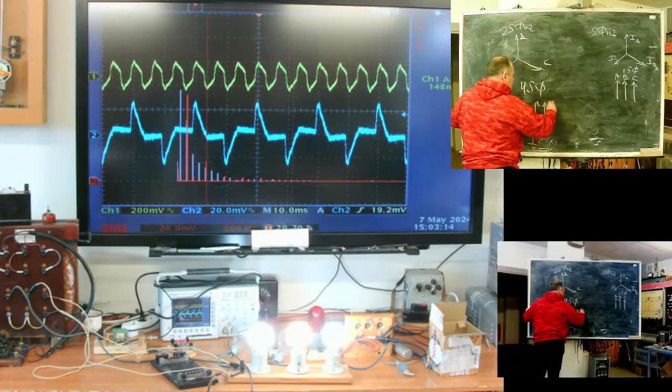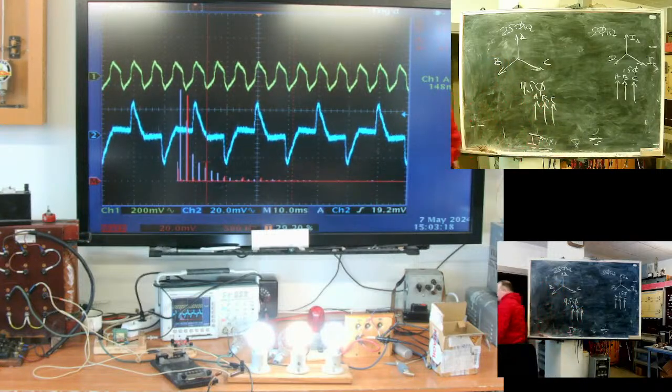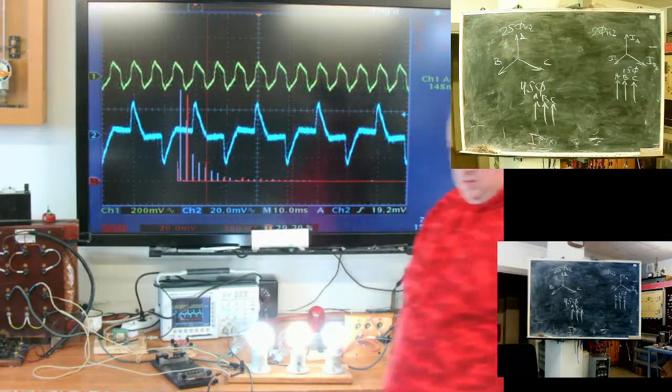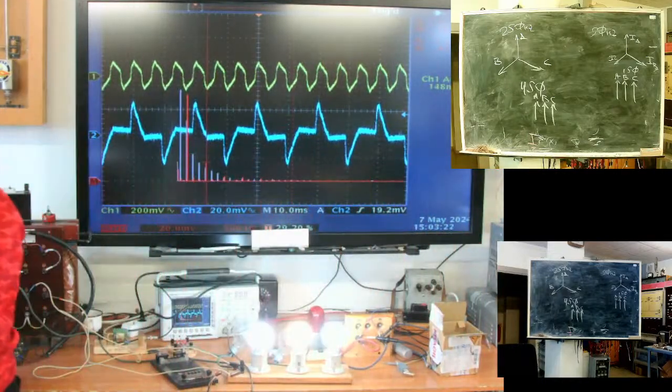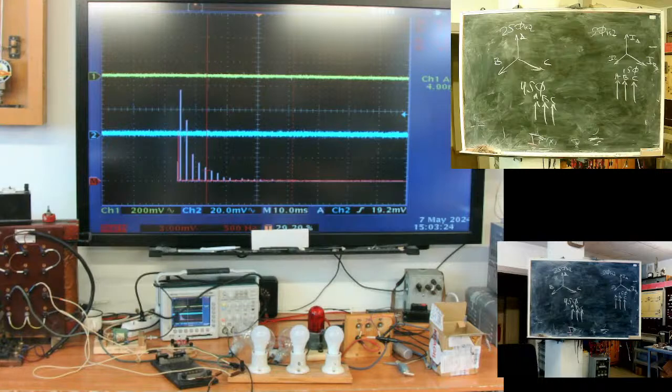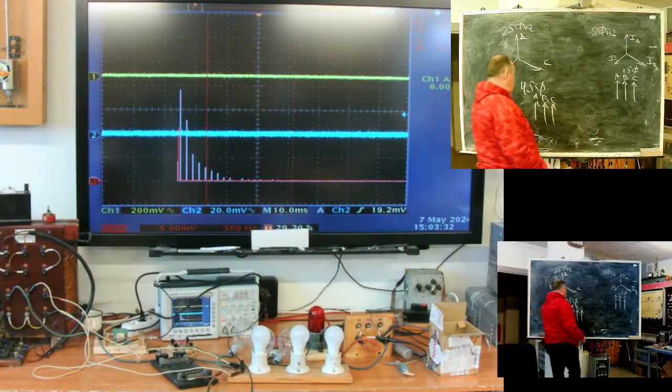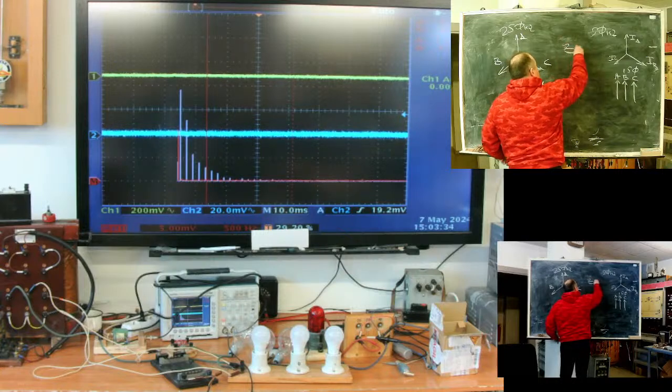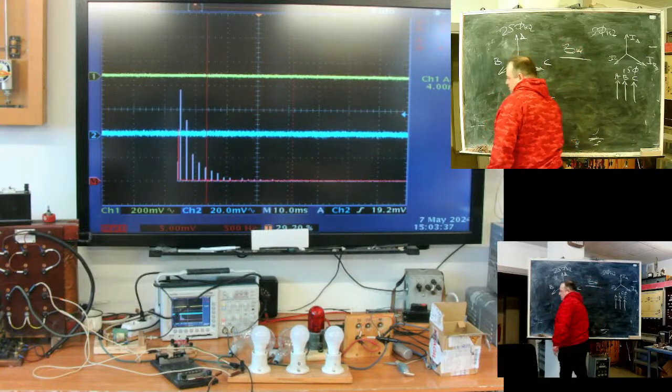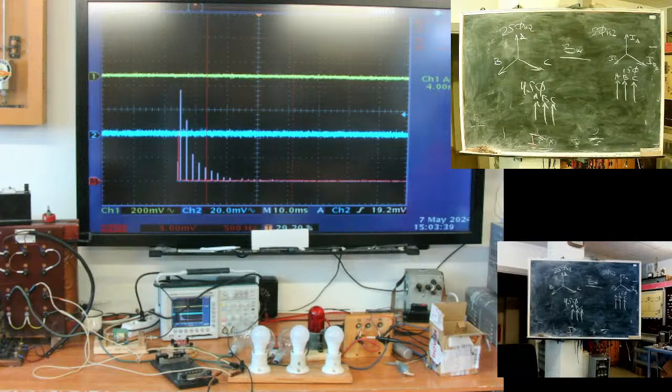So in the neutral wire, in a modern network, we will observe triple harmonics: the third and so on, the 3N harmonics. Fine.